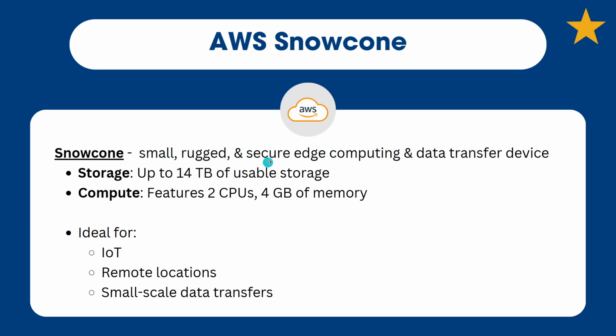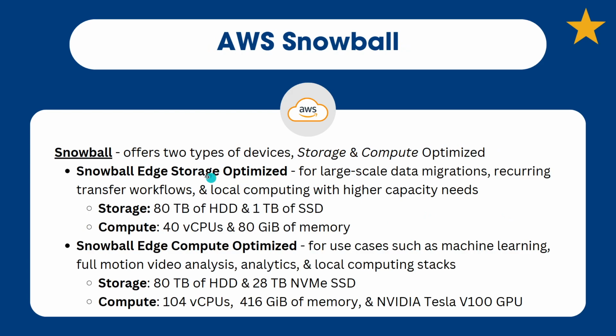The smallest offering of these hardware devices is the Snow Cone. It's a small, rugged, and secure edge computing and data transfer device that can store up to 14 terabytes of usable storage. It features 2 CPUs and 4 gigs of RAM. So it's ideal for IoT, remote locations, and small-scale data transfer. IoT stands for Internet of Things.